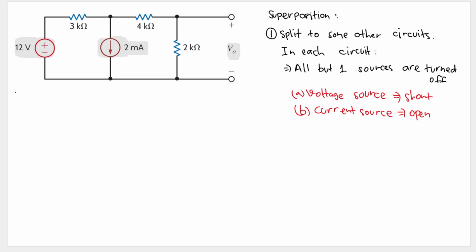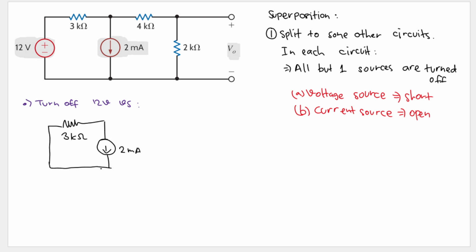So let's see how the circuits look. Let's see the first circuit. Let's turn off the 12-volt voltage source. Okay, we replace this 12-volt source by a short circuit. So it will look like this. And we still have that 3 kilo ohm resistor, and then we still have that current source. So it will look like this, and the value will be 2 milliampere.